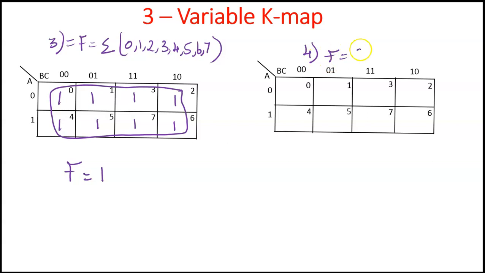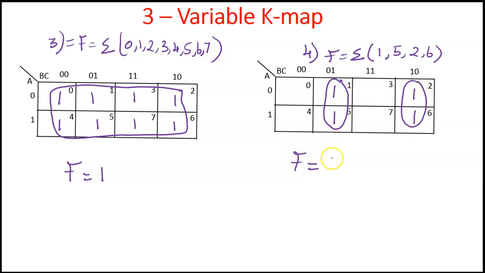F is equal to summation of 1, 5, 2, 6. That means here is 1, 5, this is 2, and this is 6. Now this is one possible combination, and this is another possible combination. The expression for this is: here A is changing, whereas BC is not changing, so B bar C, plus, here also A is changing whereas BC is not changing, so B C bar. This is how we write the expression for this example.